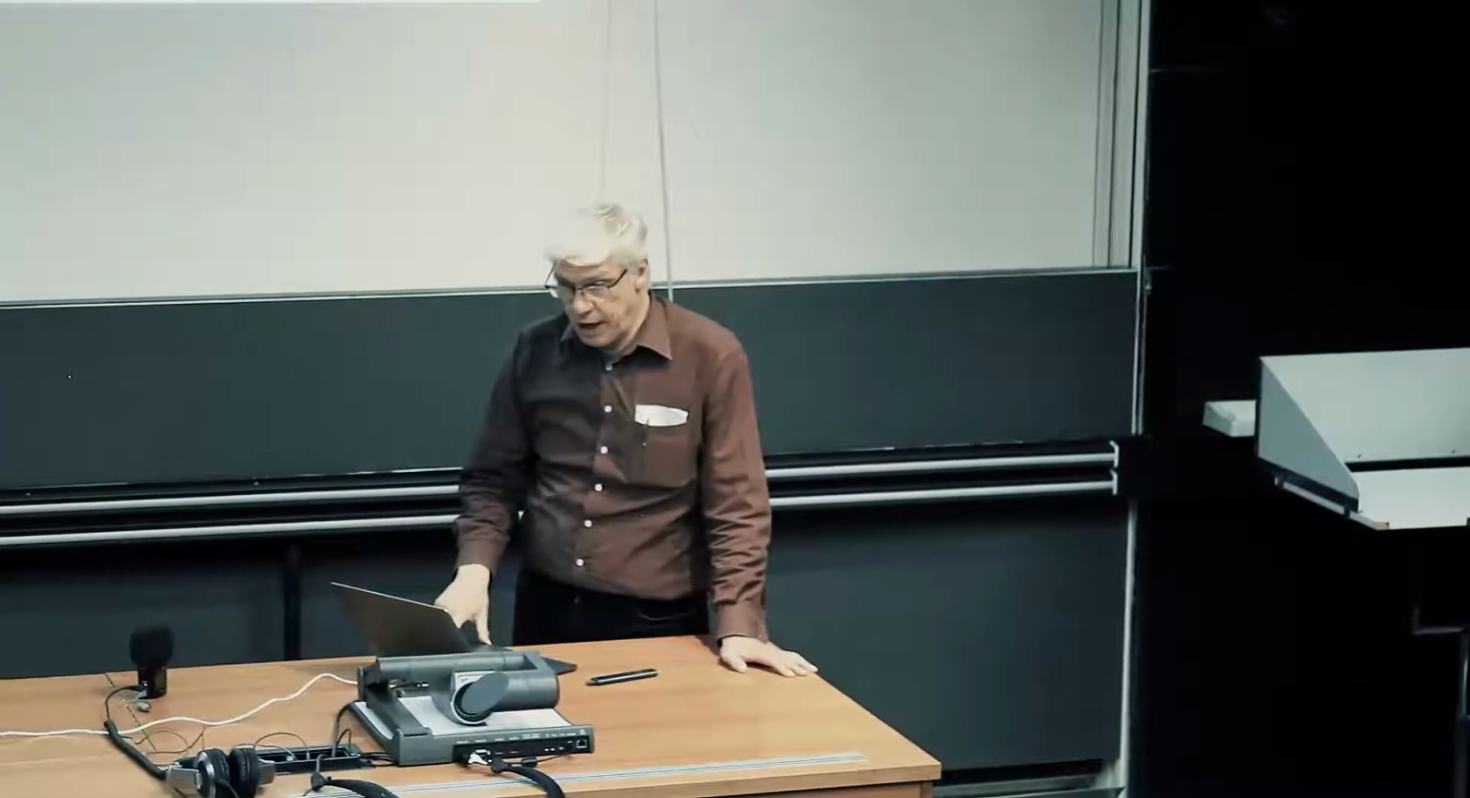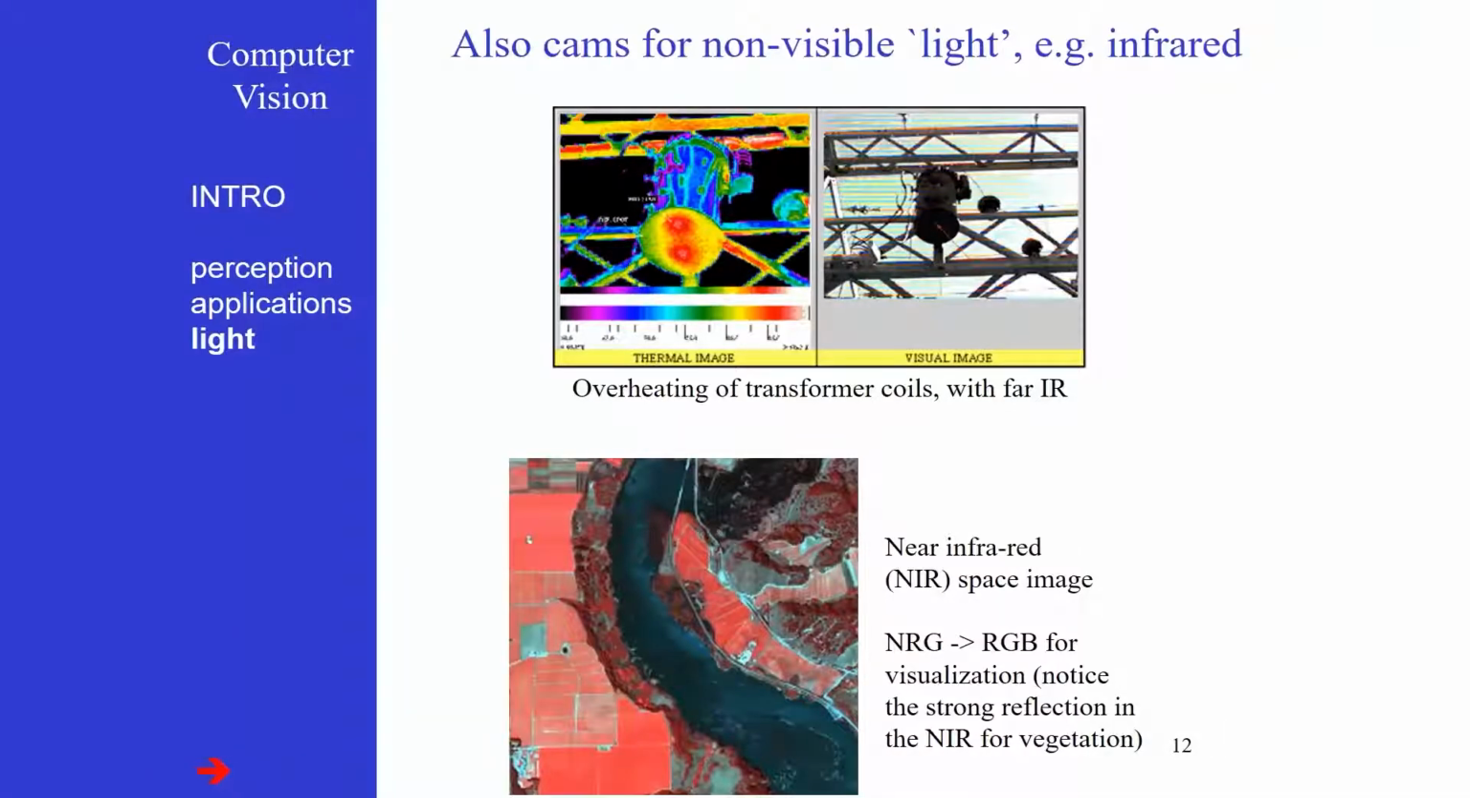So human vision is not the standard way biological vision works. There are many types of eyes with different spectral sensitivities, different types of resolutions, and so on. And for different applications, people have also built cameras that can see beyond what is visible to the human eye. On top you have an example of an infrared image. On the left you have these transformer coils, and they will heat up. And in order to see that heating up, infrared cameras are being used.